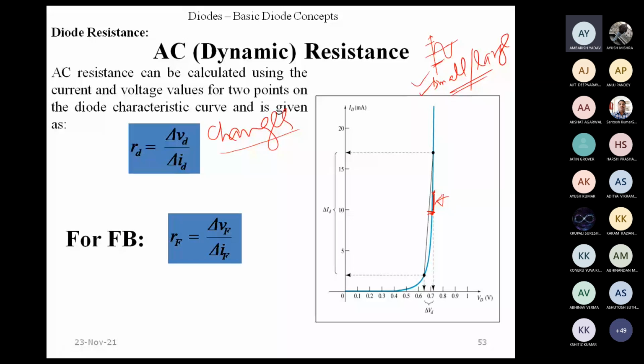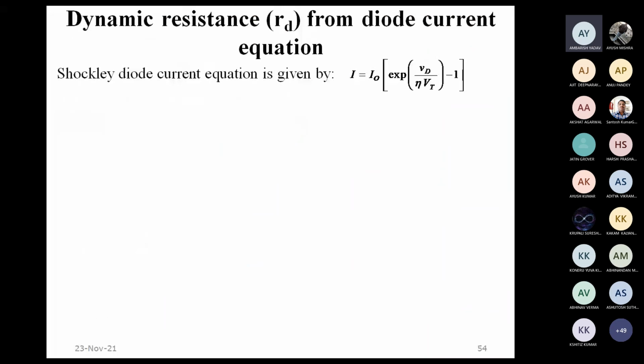So similar to the DC resistance, we can also define this for the forward bias and for the reverse bias also. Now another thing, this AC resistance is also sometimes called dynamic resistance. So for a diode, we can have an expression for this AC resistance or dynamic resistance.